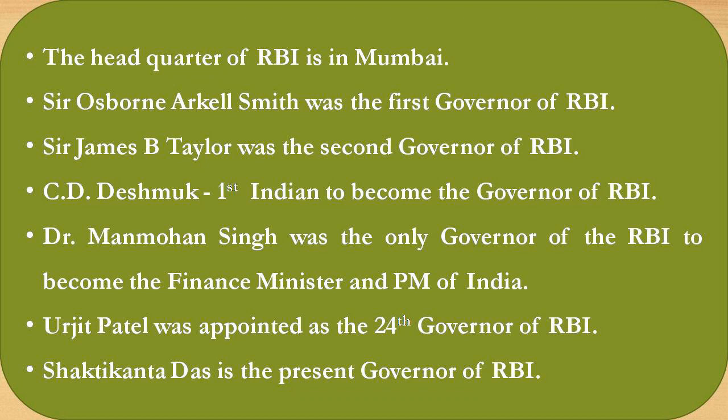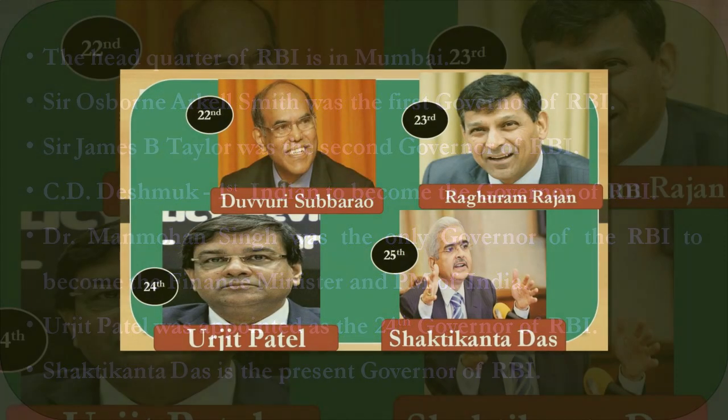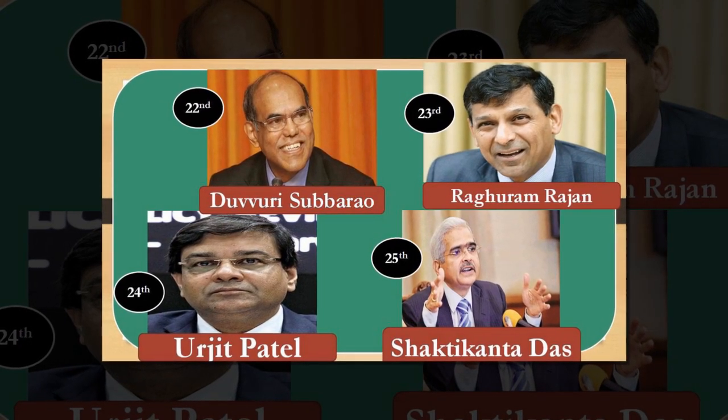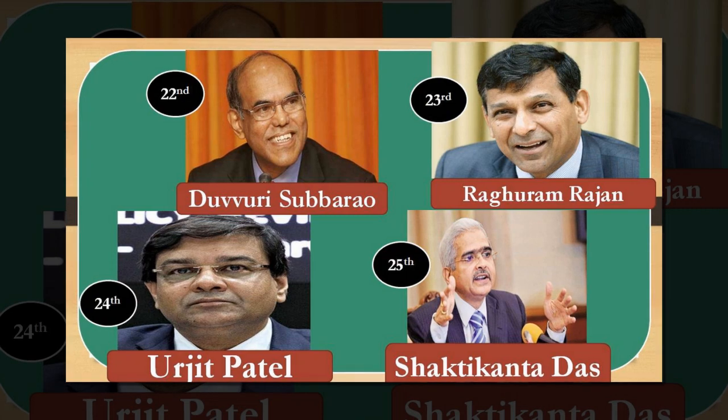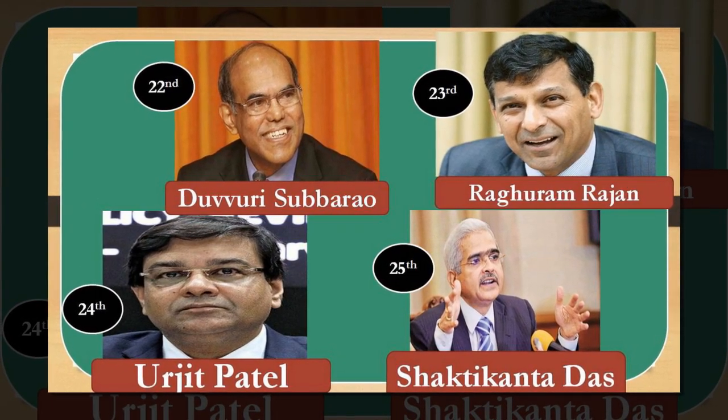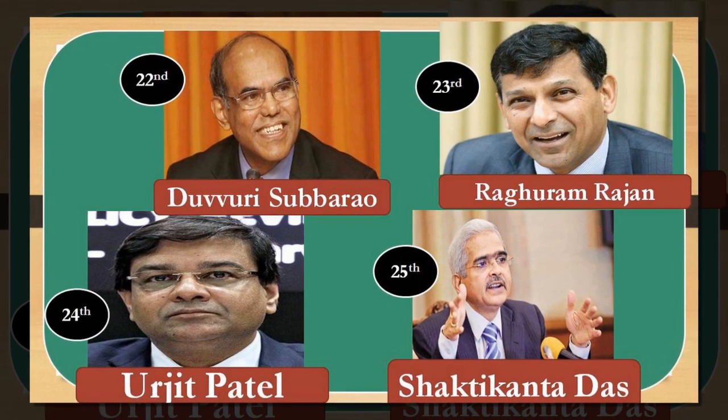ഓക്കെ, ആൻഡ് ഹൂ ഈസ് ദ കറണ്ട് ഗവർണർ ഓഫ് ആർ ബി ഐ? ഇറ്റ് ഈസ് ശക്തികാന്ത ദാസ്. ശക്തികാന്ത ദാസ് ഈസ് ദ പ്രസൻറ്റ് ഗവർണർ ഓഫ് ആർ ബി ഐ. ആർ ബി ഐയുടെ 25-ാമത്തെ ഗവർണറാണ് ആര്? ശക്തികാന്ത ദാസ്. 24-ാമത്തെ ആർ ബി ഐയുടെ ഗവർണർ ആയിരുന്നു ആര്? ഊർജിത് പട്ടേൽ. അദ്ദേഹം റിസൈൻ ചെയ്തതിൻ്റെ ശേഷം വന്ന ആളാണ് ശക്തികാന്ത ദാസ്. ഊർജിത് പട്ടേലിൻ്റെ മുമ്പ് ആരായിരുന്നു? നമ്മുടെ രഘുറാം ഗോവിന്ദ് രാജൻ. അദ്ദേഹമായിരുന്നു 23-ാമത്തെ ആർ ബി ഐ ഗവർണർ. 22-ാമത്തെ ആർ ബി ഐ ഗവർണർ രഘുറാം രാജന് മുമ്പുണ്ടായിരുന്ന ഡി സുബ്ബറാവു. ഓക്കെ, അപ്പോൾ 22nd ഗവർണർ ഓഫ് ആർ ബി ഐ ഈസ് ഡി സുബ്ബറാവു. 23rd ഗവർണർ രഘുറാം ഗോവിന്ദരാജൻ. 24th ഗവർണർ ഊർജിത് പട്ടേൽ. ആൻഡ് ദ പ്രസൻറ്റ് ഗവർണർ ഓഫ് ആർ ബി ഐ ഈസ് ശക്തികാന്ത ദാസ്, ഹു ഈസ് ദ 25th ഗവർണർ ഓഫ് ആർ ബി ഐ.